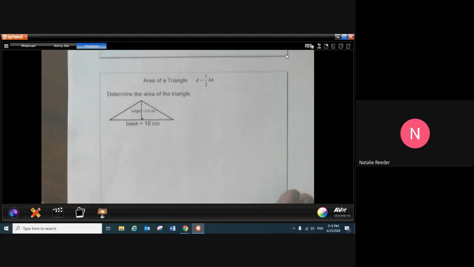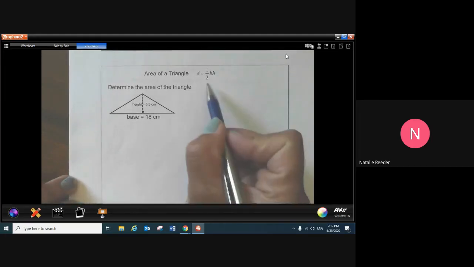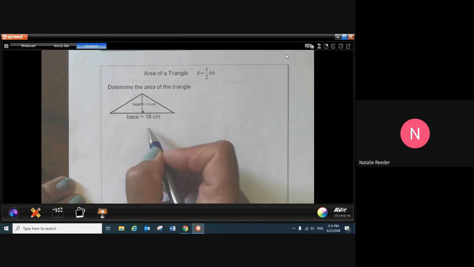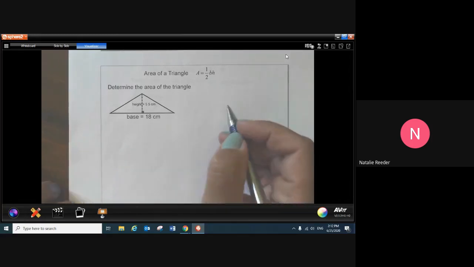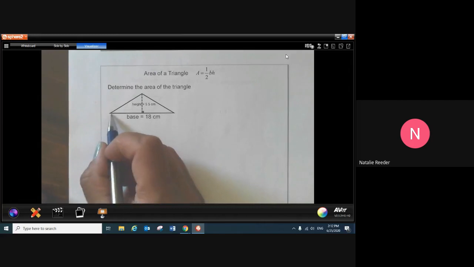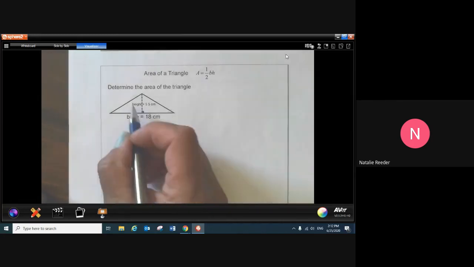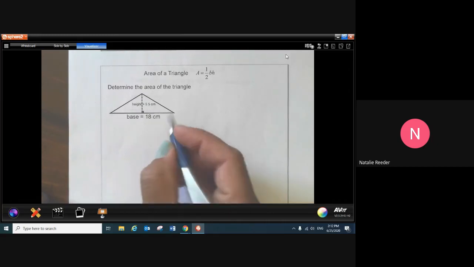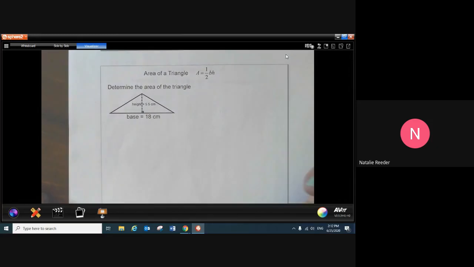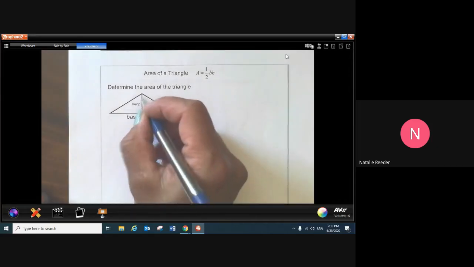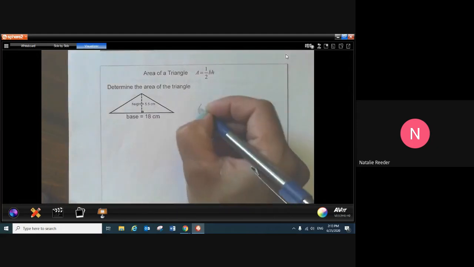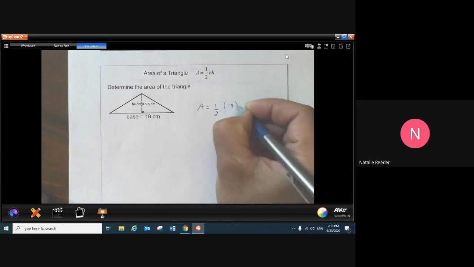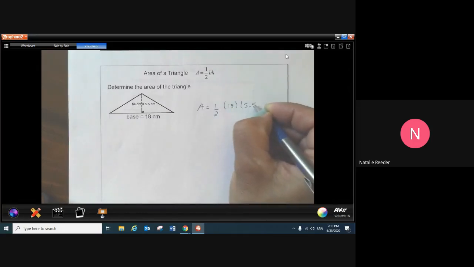Now for a triangle, it's a different formula. The formula is 1/2 times the base times the height. When we look at a triangle, you need to be able to identify what is the base and what is the height. The base is the bottom of your triangle, and the height is a line that is perpendicular to your base, which means that it forms a 90-degree angle. Therefore, the height is 5.5 and the base is 18. So let's put that into the formula. We have 1/2 times our base, which is 18, times our height, which is 5.5.